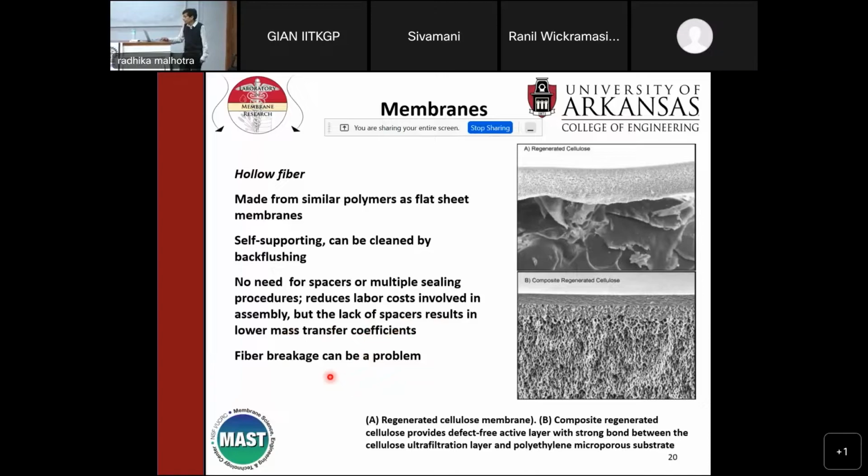Fiber breakage can be a problem. If one of these fibers breaks, then you're going to have a direct cross flow between the permeate and the feed side, and that's a major issue. So one of the big things is always to check that there are no broken fibers, which can be quite complicated if you have modules with huge numbers of fibers.